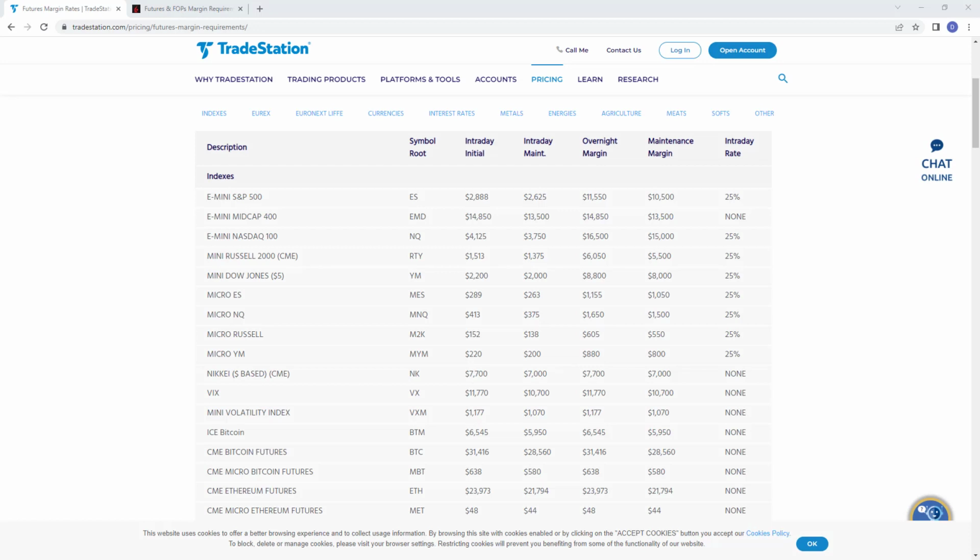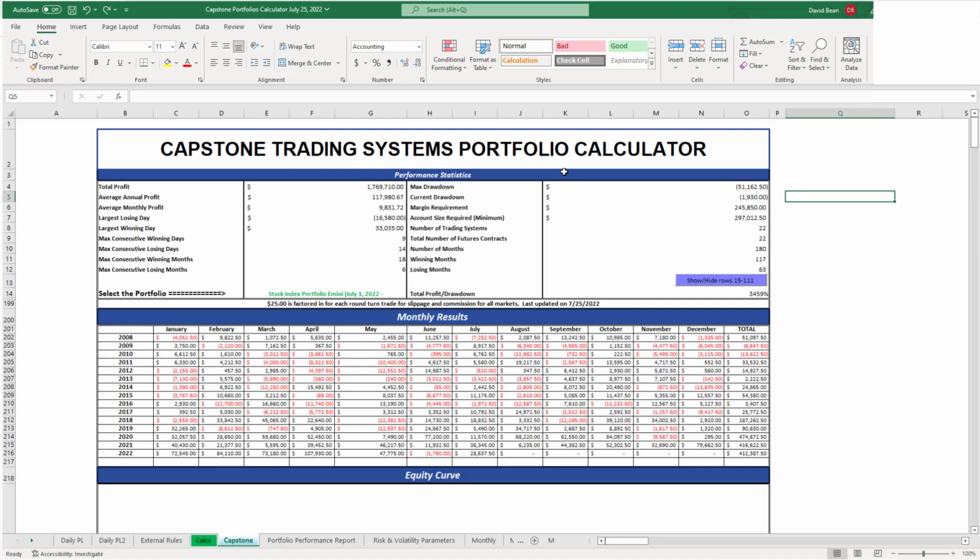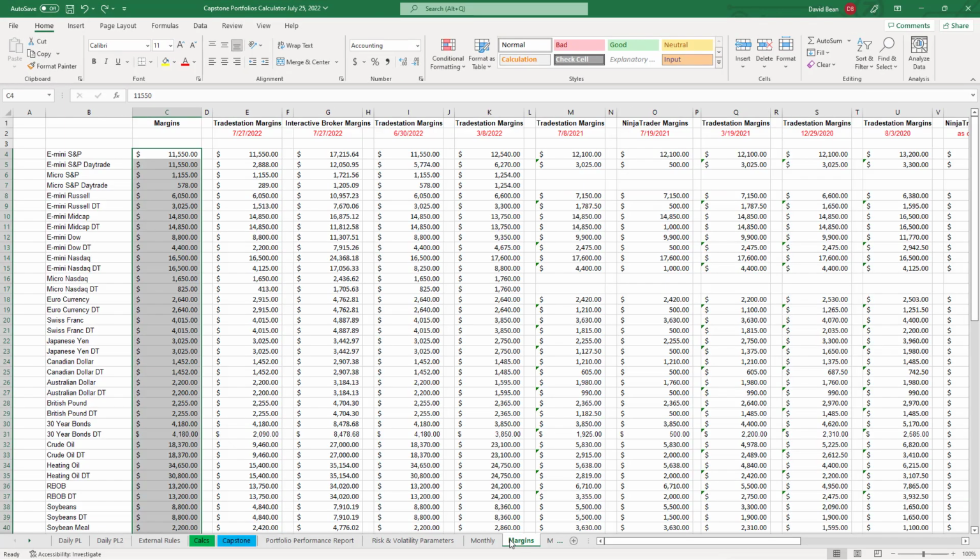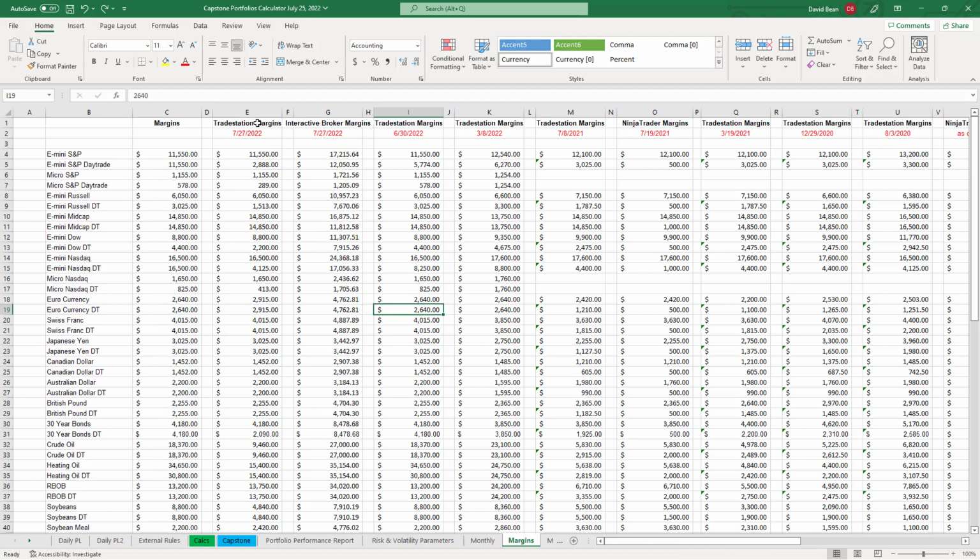In this video, I want to share with you understanding futures trading margins and how it relates to algorithmic trading. We have our portfolio calculator here, and you can see a list of margins. I've updated the Tradestation margins and the Interactive Brokers margins through today, July the 27th, 2022. What's interesting is that Tradestation has gone to 25% day trade margins.